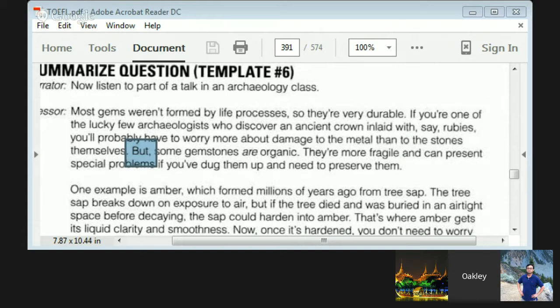As soon as I knew the topic, gems, I'd write gems. And then C, organic. I just write the word organic. P, point. D, detail. Point: oh, okay, amber. He's talking about amber. P equals, I just write the word amber. That's it. Then for detail, I might write tree sap.